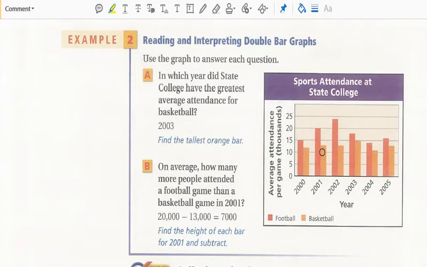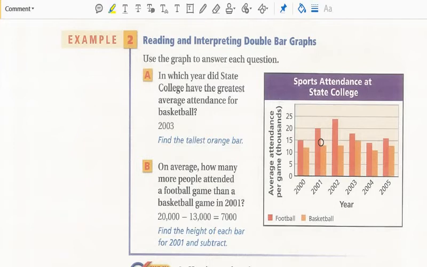Approximately 13. I can read it as 13 or 14. It's okay, but not 15, not 10, because it's between 10 and 15. So approximately it's 13,000. So just subtract to find the difference between them. So 20,000 minus 13,000 equals 7,000.